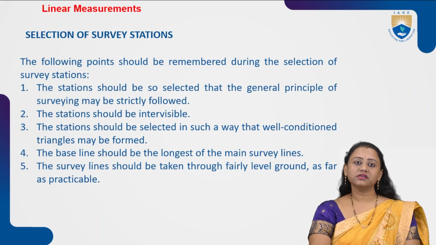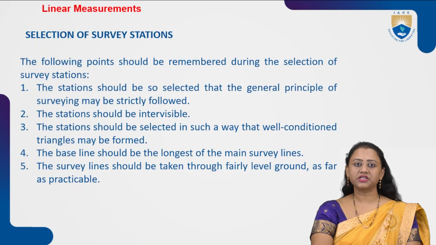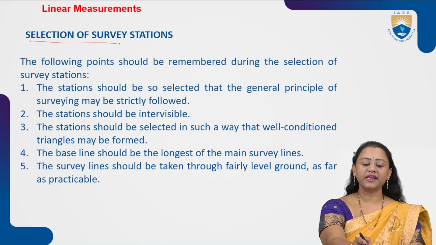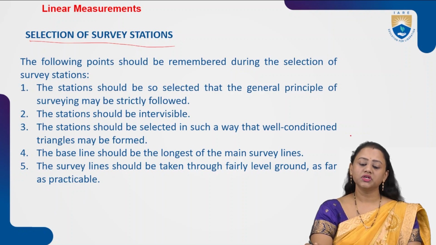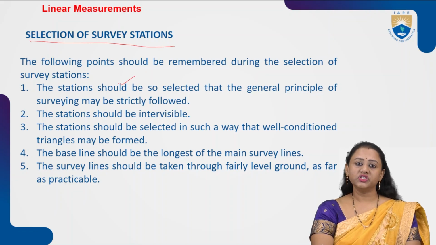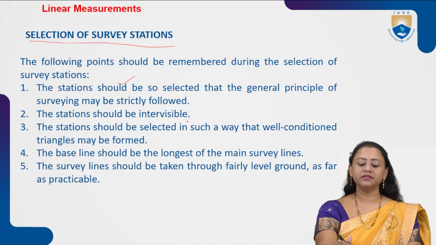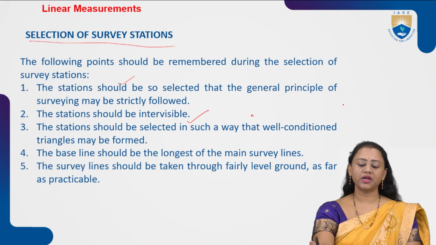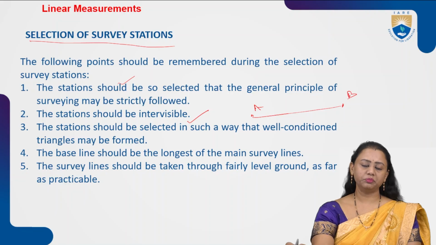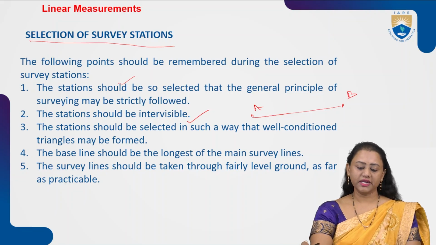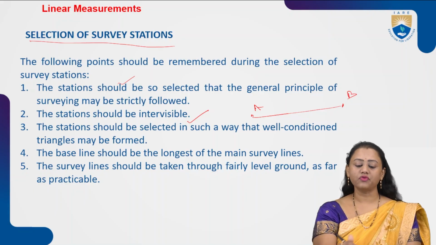So, let's look at the points to be considered during the selection of the survey stations. During the selection of survey stations, the following points should be considered. Firstly, the stations should be so selected that the general principles of surveying are strictly followed. The stations should be intervisible. So, from one station to another station, from point A to point B, it should be intervisible. The stations should be selected in such a way that well-conditioned triangles will be formed. So, we should have well-conditioned triangles.